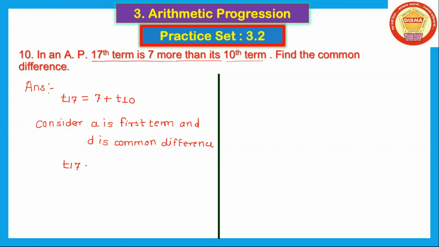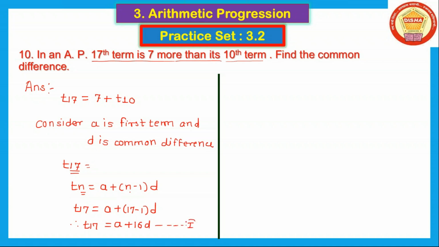What is the formula to find this? That is, we use here Tn is equal to A plus n minus 1 into D. Then we find 17th term, means we take the value of n as 17 here. Means T17 is equal to A plus 17 minus 1 into D. Means after simplification we get T17 is equal to A plus 16D. Consider here, this is equation first.